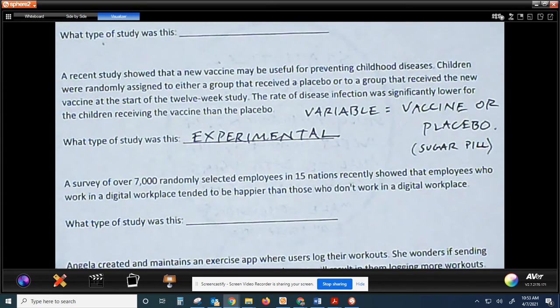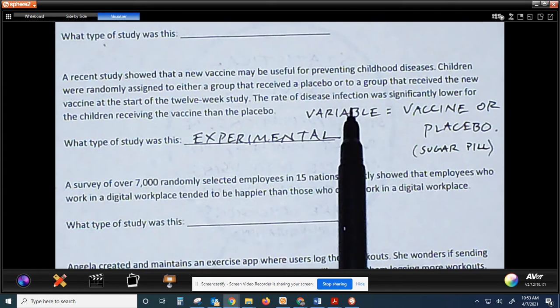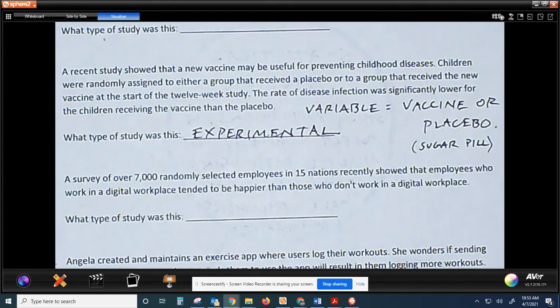They had lots of kids in the study. They randomly assigned them to either a group that received the vaccine or a group that thought they did but did not. And then they measured an outcome, which is whether the children were infected or not during this course of the 12-week study. So this is experimental.